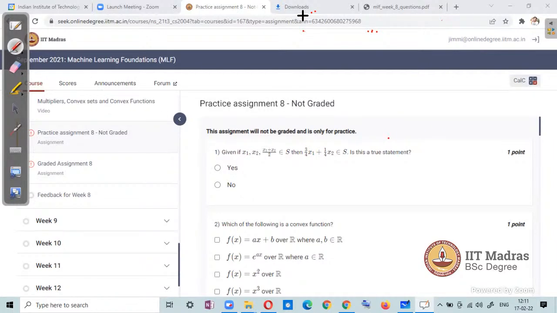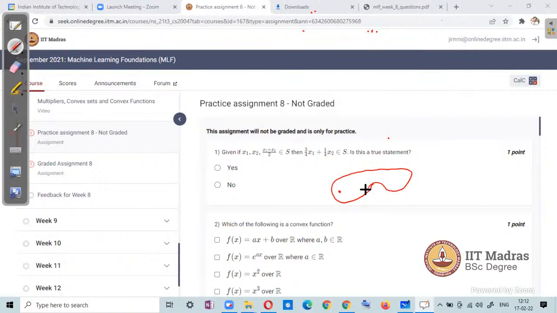At least I can think only of that much. Someone is saying something, but the voice is very slow. x1, x2 and x1 plus x2 divided by 2 is an element of S. So it's clearly a line segment and this is the midpoint. In this case, if you take x1 plus x2 divided by 2, then it's also an element of S.